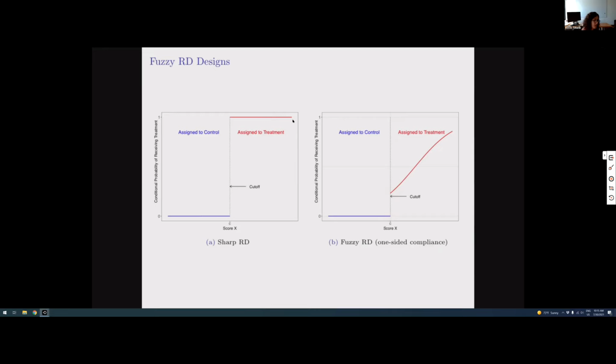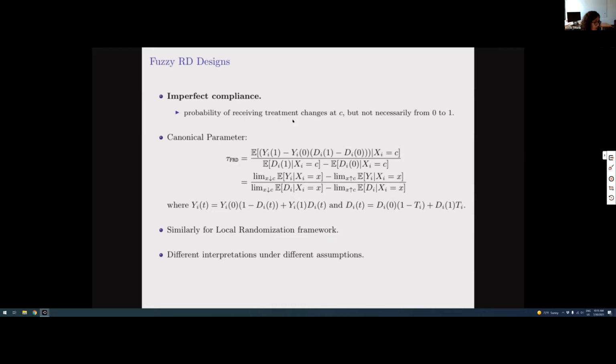We can still use the ideas of regression discontinuity. Typically, if you are using a continuity-based approach, you define a parameter that is a little different from the sharp parameter, and it takes a ratio form, with an analogy to the two-stage least squares or instrumental variables estimates you might be familiar with, where you have an intention-to-treat effect divided by a first-stage effect.